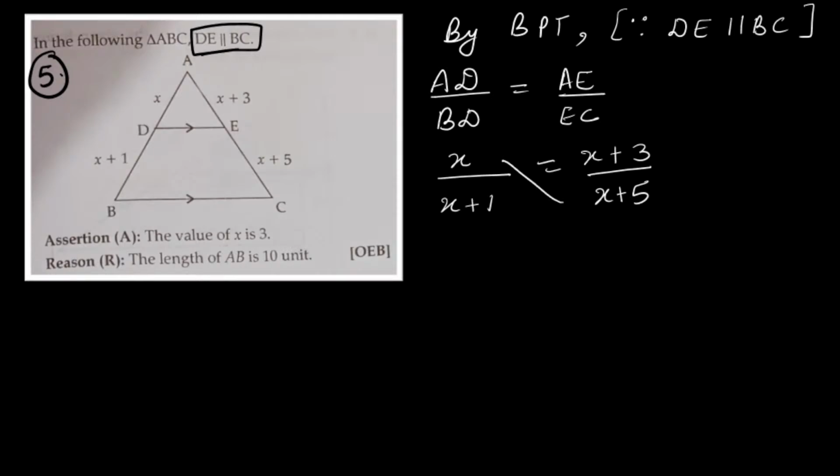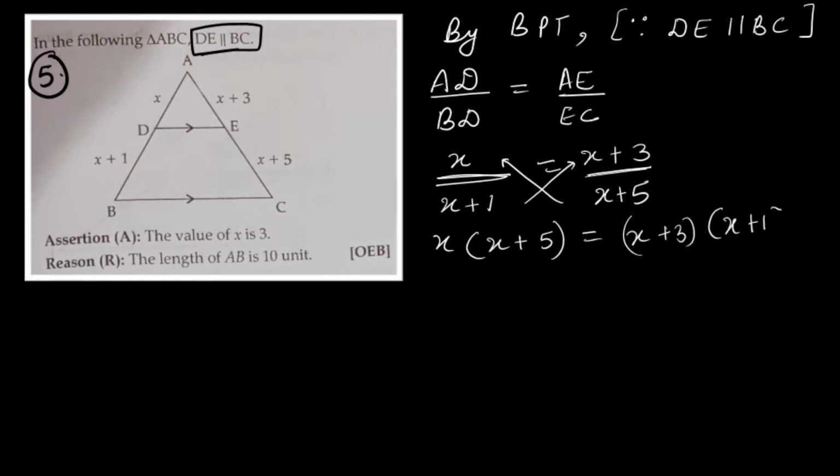So we can do cross multiplication, because this is a linear equation. We can solve it. Single fraction on both sides, we can do cross multiplication. So x into x plus 5 is equal to x plus 3 into x plus 1. So we have to do multiplication here. x with both the terms will multiply. x into x is x square plus 5 into x is 5x.